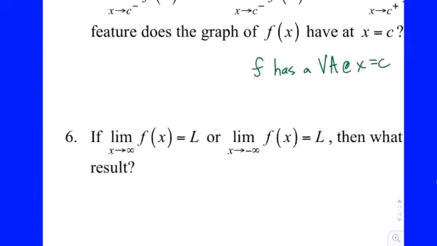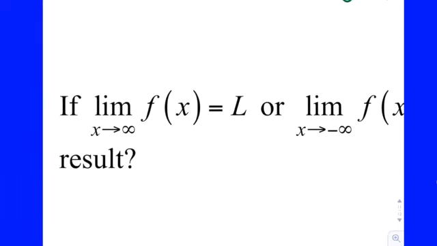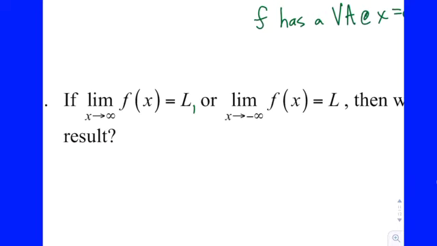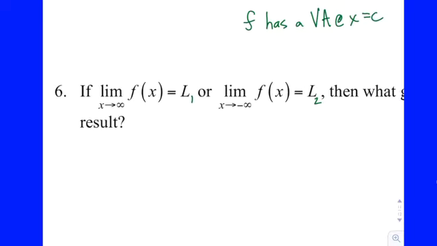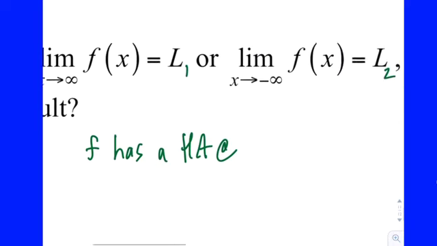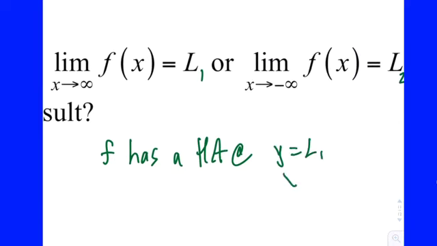All right, and then the last piece here: if the limit as x goes to infinity equals L1, I'll add a little subscript, or if you go out to the left, it goes to L2. L1 could equal L2, that's fine, or they could be two different numbers. What can we say then about the function? L1 and L2 are both finite. F would have a what? Good. A horizontal asymptote at, we could say, y equals L1 and y equals L2.